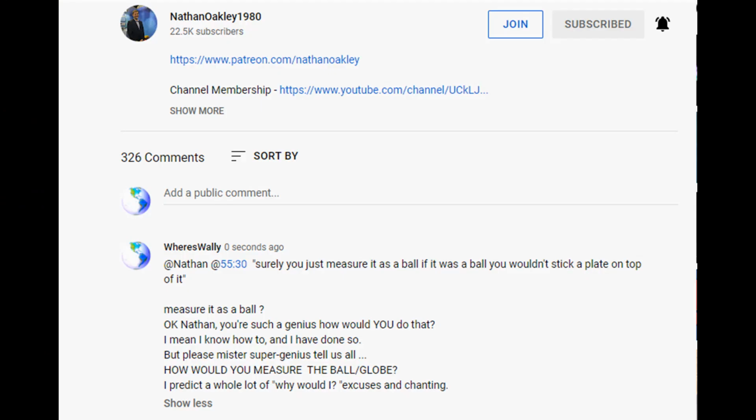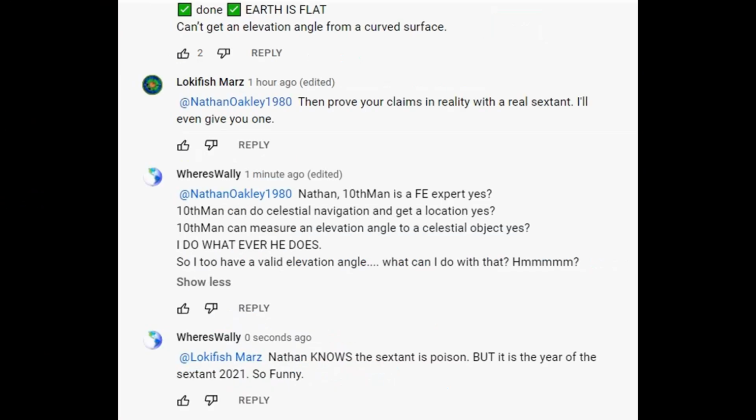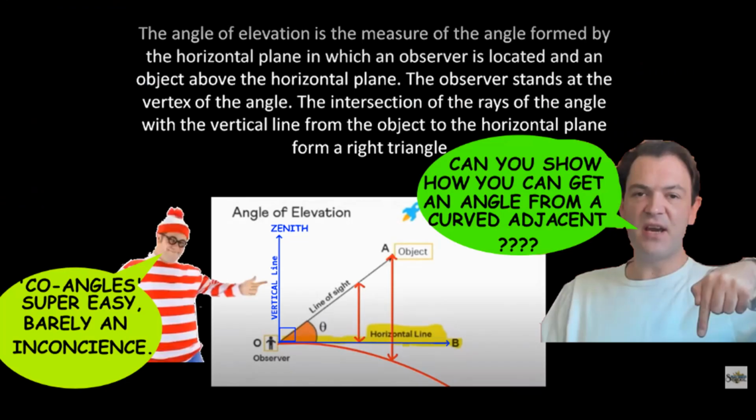Nathan completely missed the point of why I asked this question. I know how to do it. I have done it. I'm just wanting to know if he could do it. No, of course he's not willing to talk about it. He knows I'm well capable. But on the curve adjacent silliness, this is something going right over the heads of the FE Sextant proficient.